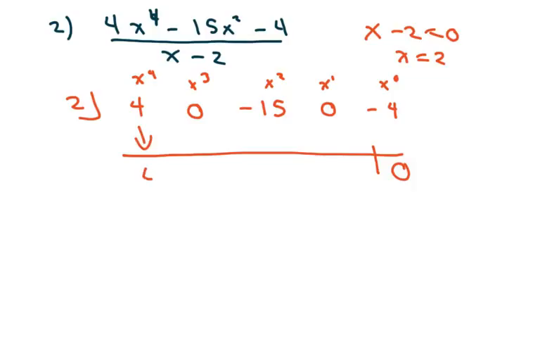So we bring down the 4, and you multiply and add, multiply and add, multiply and add, multiply and add. Since we get a 0 here, the remainder is 0. Therefore, x plus 2 is a factor. And that's all we have to do.